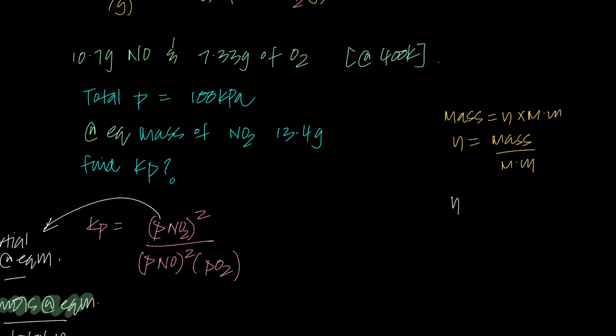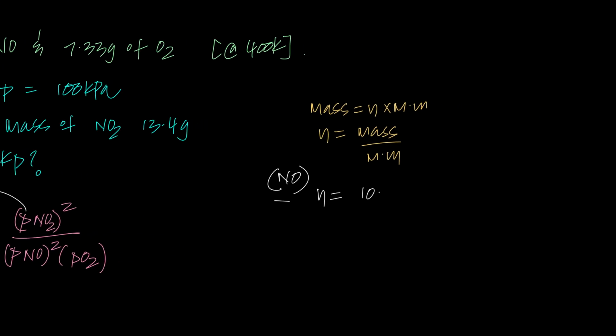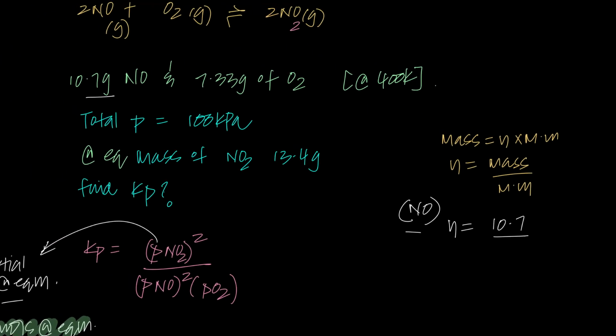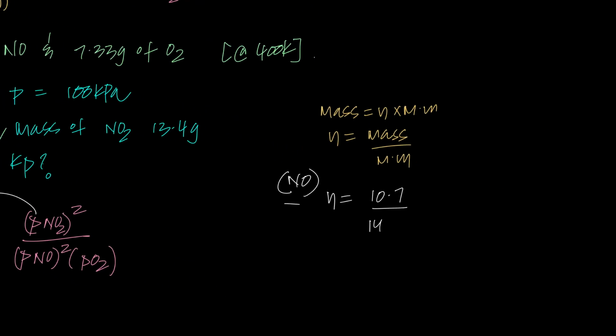I couldn't care less. Moles equals mass over molar mass. Let's start with the moles of NO. You're given the mass of NO, which is 10.7. What's the molar mass of NO from the periodic table? 14 plus 16. What do you get? 0.357 moles. Okay, 0.357 moles.